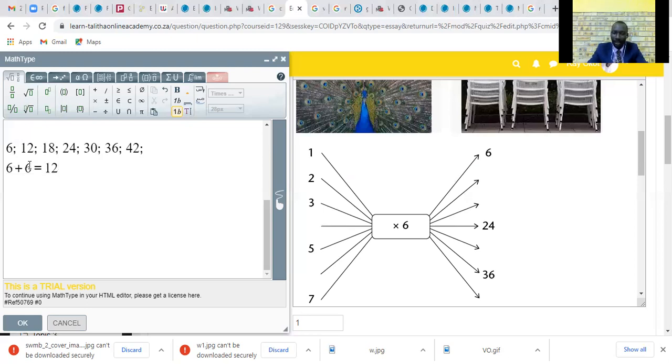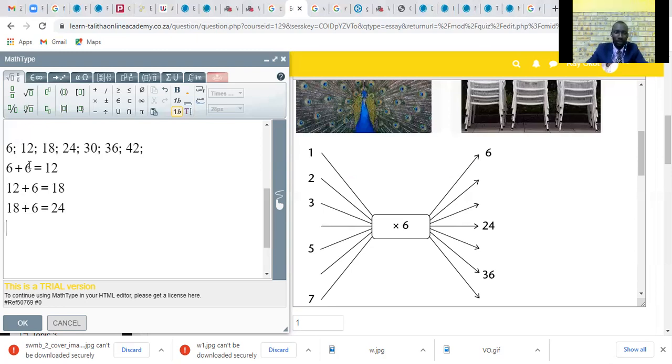Now, the other thing is, from 12, which is the second term, to get to the next term, which is 18, what do we do? We could add a 6. And we get 18. Now, if we have got 18, to get to the next term, we have to add a 6, so that we get 24. So either something has been added to the first term, or the first term was multiplied by the other quantity.